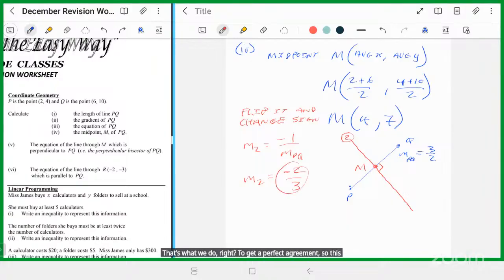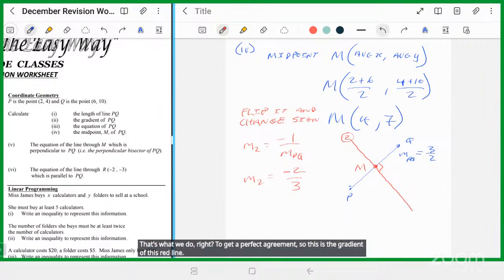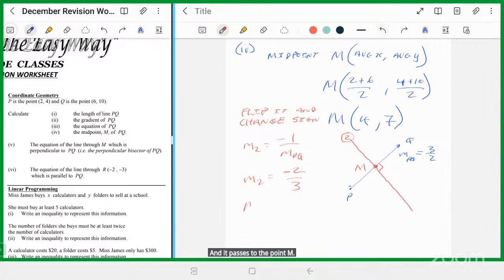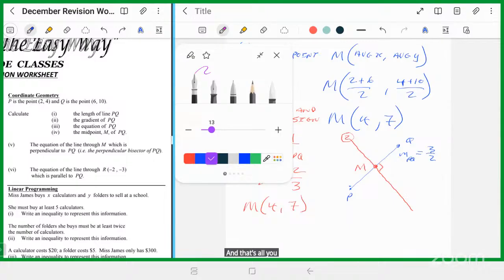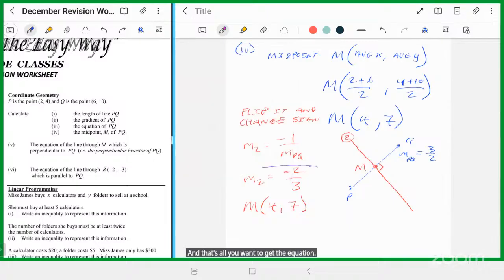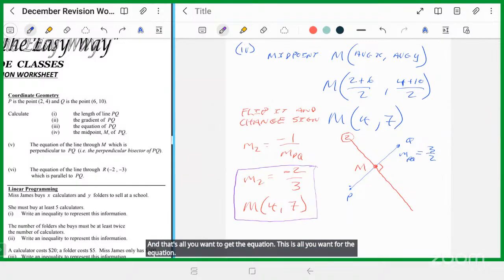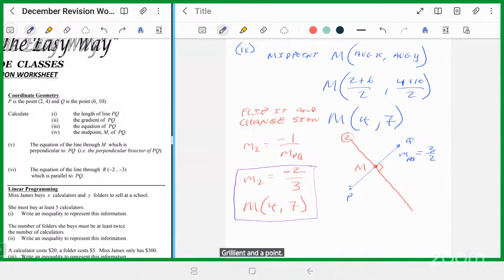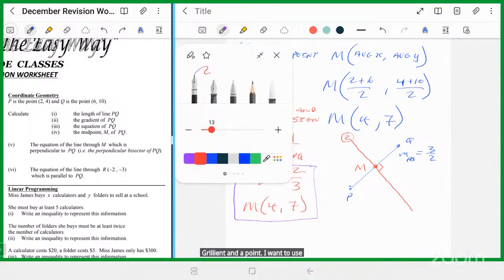So this is the gradient of this red line, and it passes through the point M, which is (4, 7). And that's all you want to get the equation. This is all you want for the equation: gradient and a point. I'm going to use y minus y1 equals m times x minus x1 for it now. Let's write it back in red.